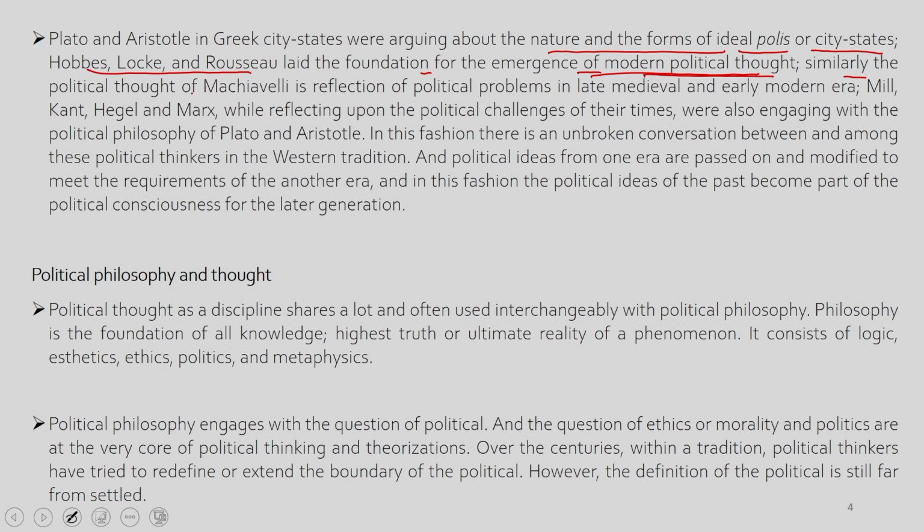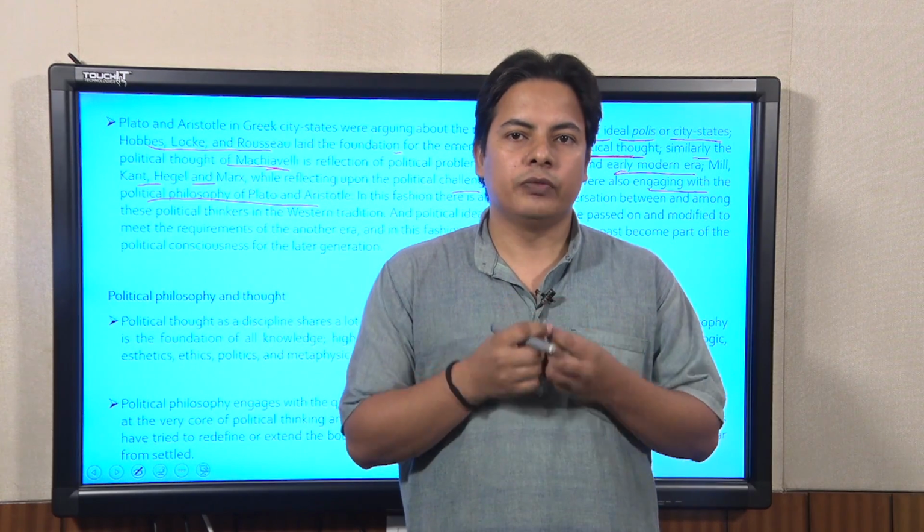Similarly, the political thought of Machiavelli is a reflection of political problems in the late medieval and early modern era. Mill, Kant, Hegel and Marx, while reflecting upon the political challenges of their times, are also engaging with the political philosophy of Plato and Aristotle, and that is how political thought in a particular tradition evolves.